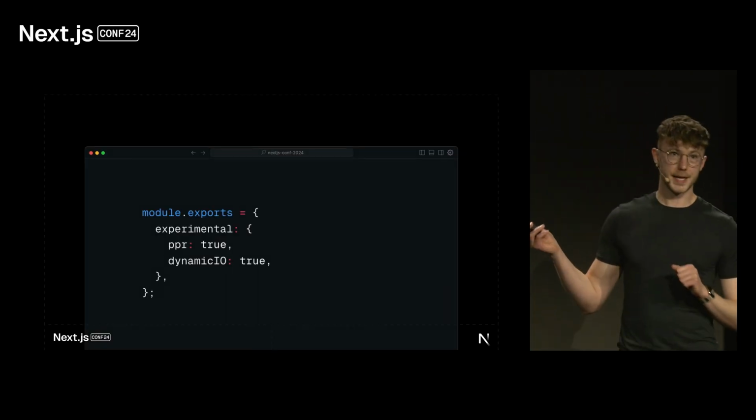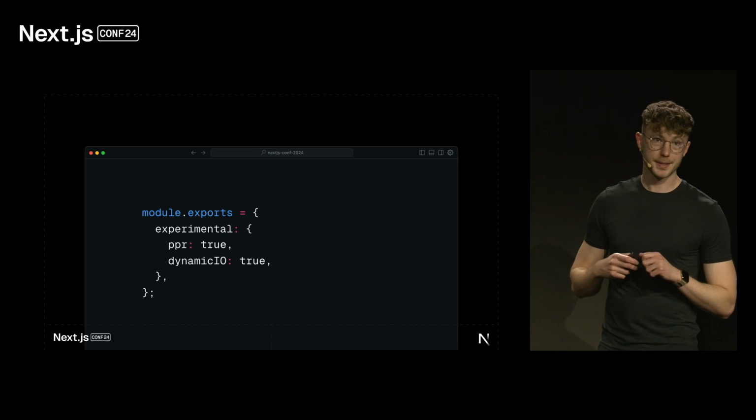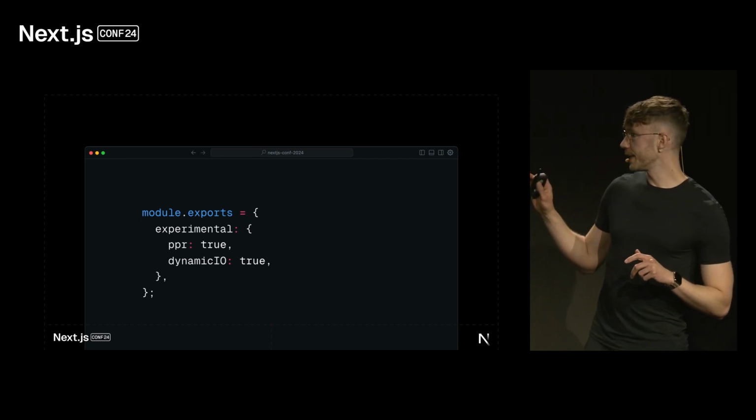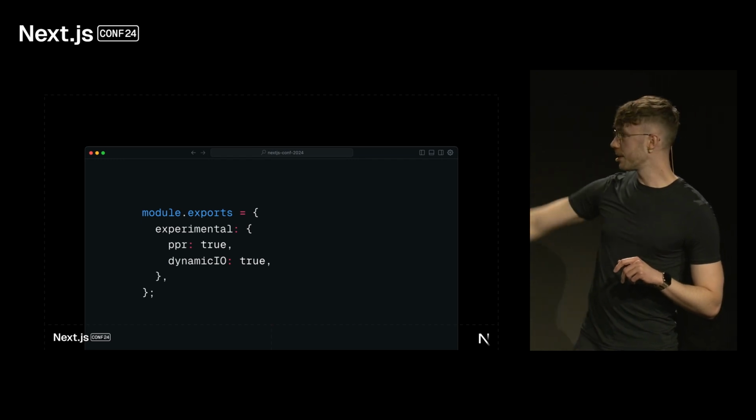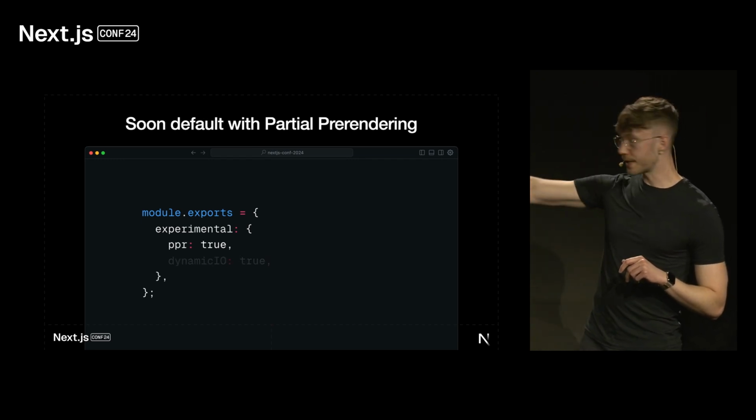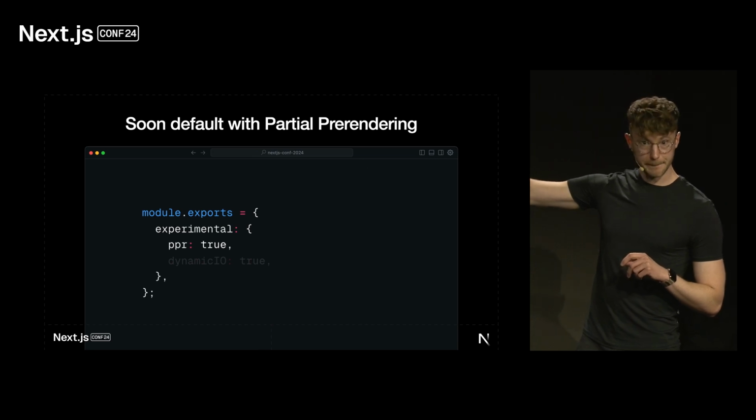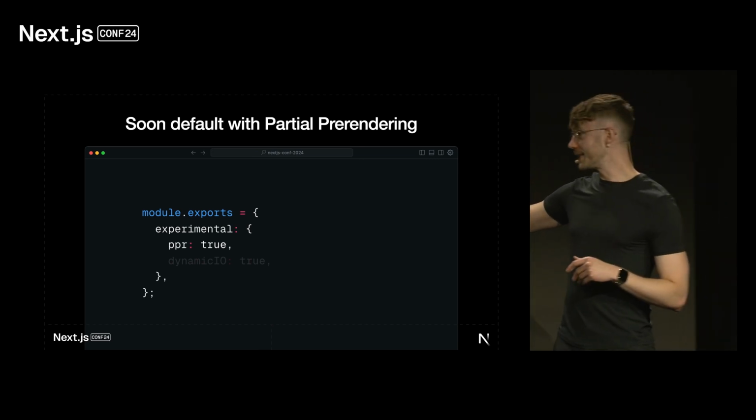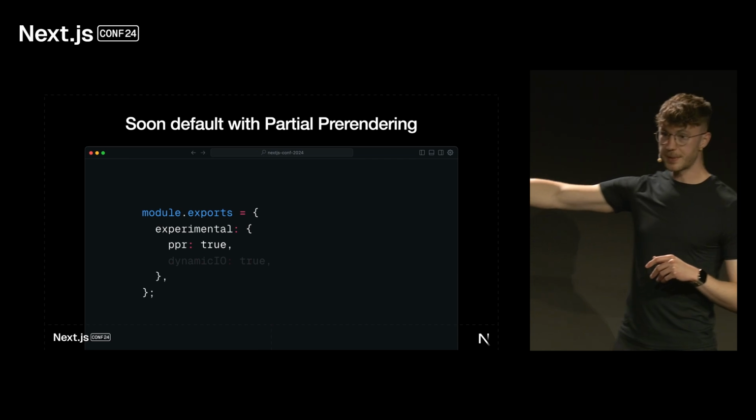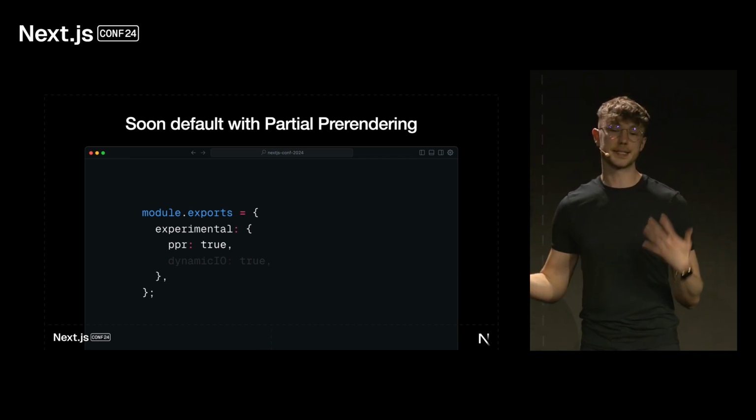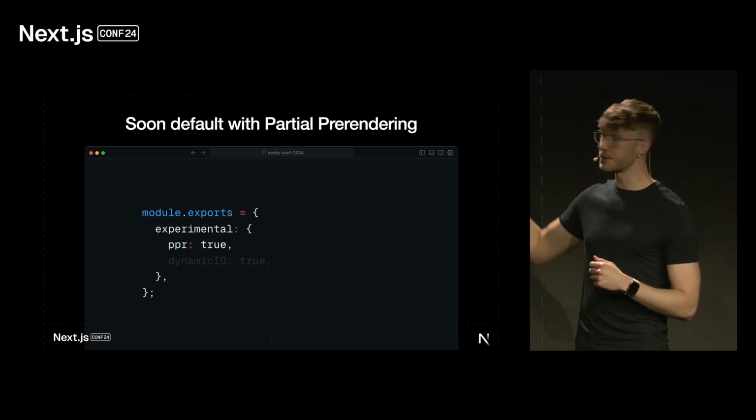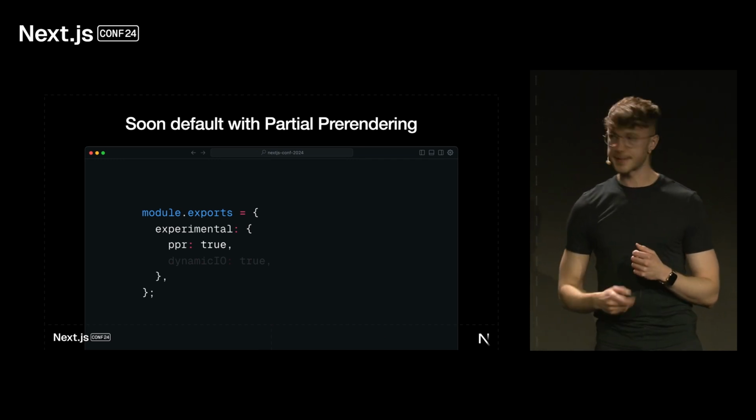Today, both of these flags are required to take advantage of these features. While we're not planning on removing the PPR requirement as an experimental flag for 15, what we are planning on doing is eliminating the dynamic IO flag, which sounds kind of confusing, I'll admit. But really what this means is that whenever you use PPR, you're also using dynamic IO. We're just building it in because it's the future. It just allows you to write React and you get all the benefits.